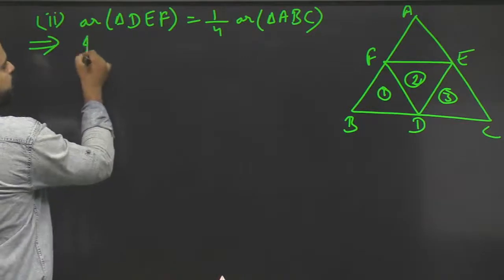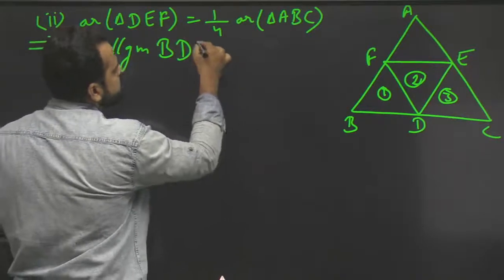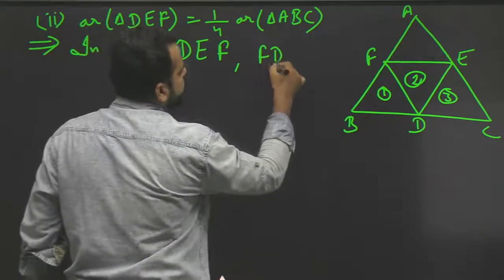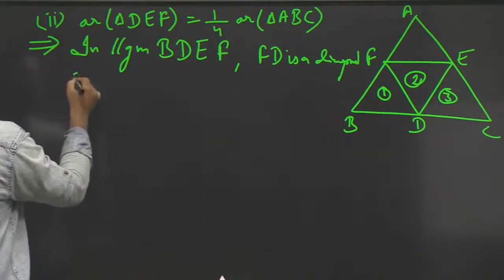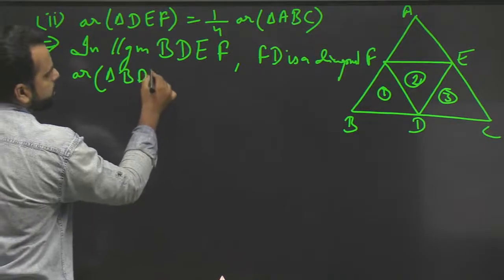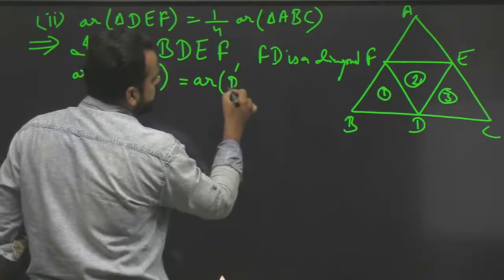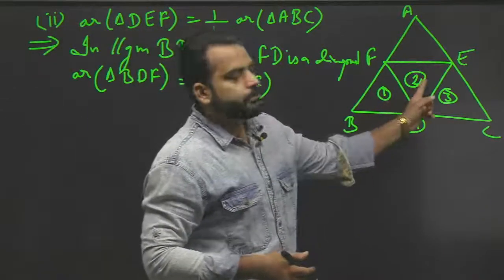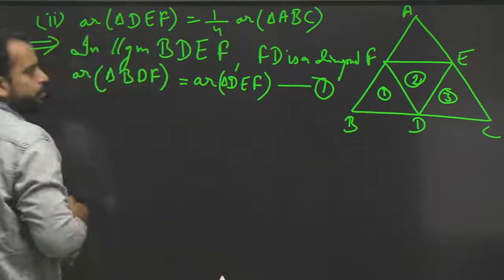What we know is that in this parallelogram BDEF, FD is a diagonal, so we can say that area of triangle BDF is equal to area of triangle DEF as well. Triangle number 1, triangle number 2, the areas of these two triangles are equal, so we can call this equation number 1.